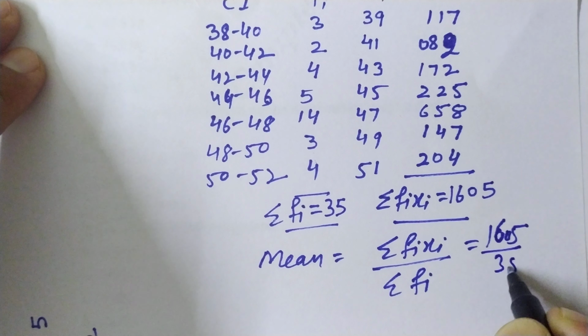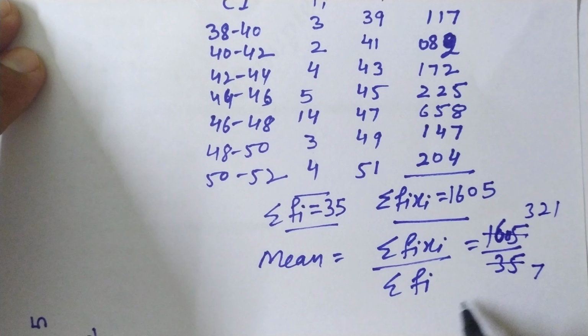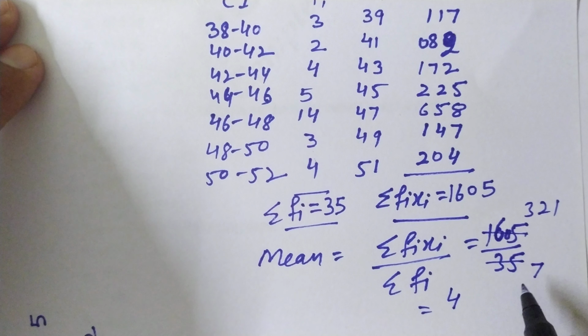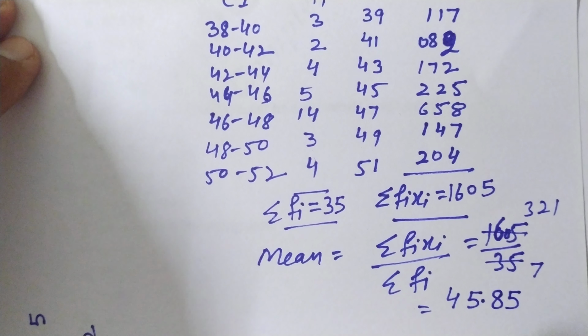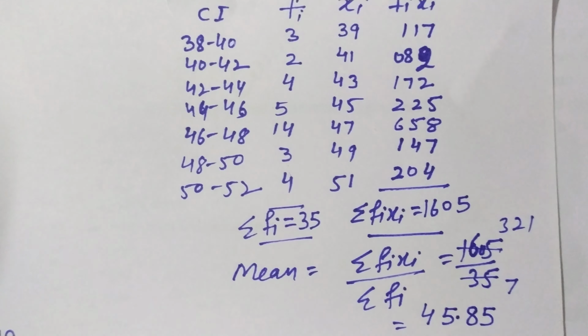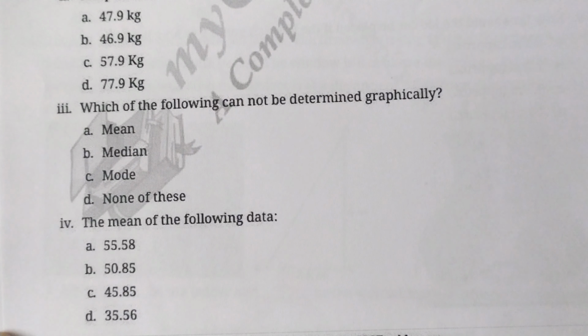1605 divided by 35. If you divide these two, this is 45.85, the correct answer. So let's see, is this given here also or not. 45.85. Yes, C option is the correct option, 45.85.